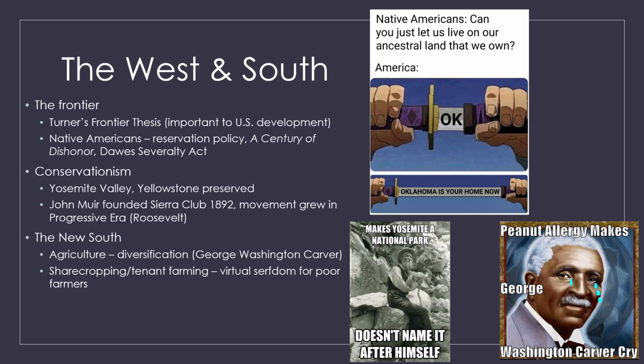You also have the New South, and the South will still be agricultural, but it'll be more diversified thanks to George Washington Carver. However, some things never change. You'll still have sharecropping and tenant farming, which is basically virtual serfdom for poor farmers, for poor black farmers, and poor white farmers as well will have to deal with sharecropping and tenant farming, which basically kept them dependent on the big, rich landowners. So success with diversification, fail with the sharecropping and tenant farming.